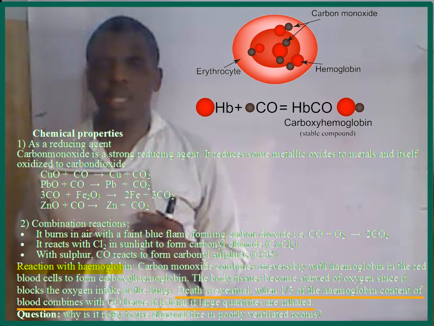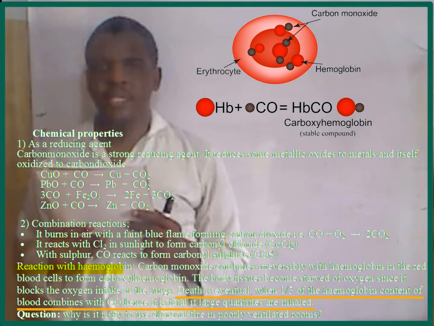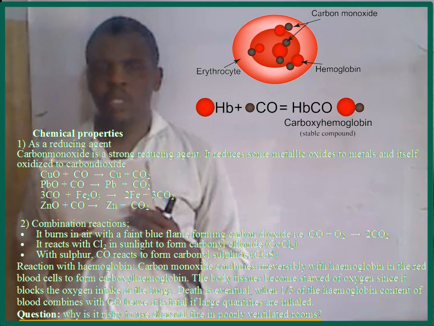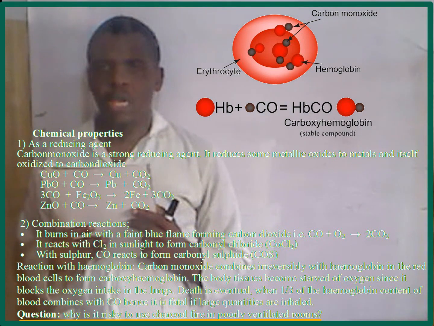Death is eventual when 1/3 of the hemoglobin content of blood combines with carbon monoxide. Hence, it is fatal if large quantities are inhaled. Question: why is it risky to use a charcoal fire in poorly ventilated rooms?